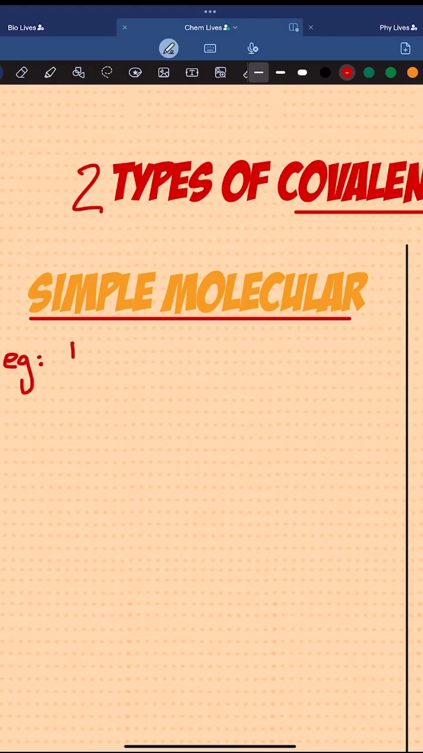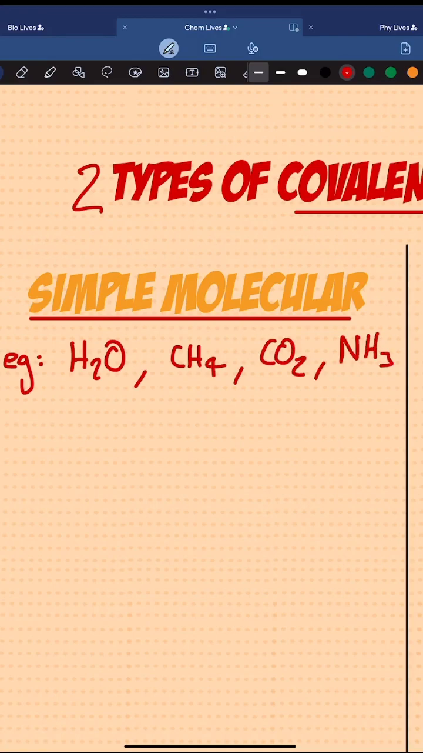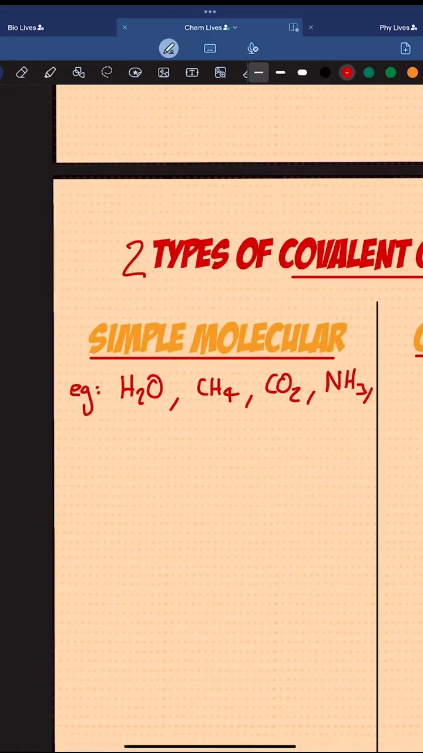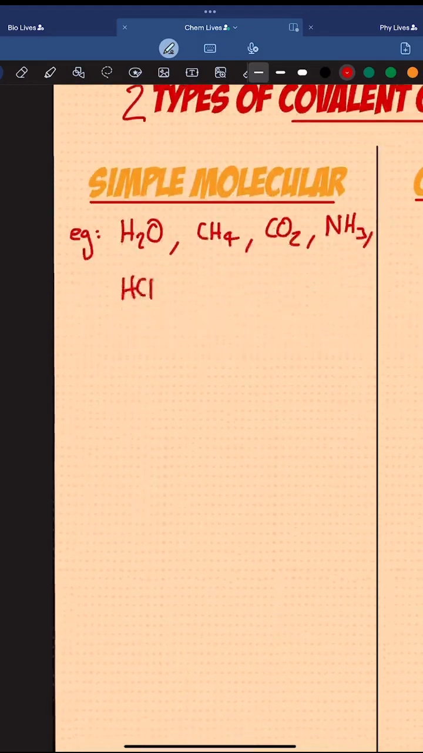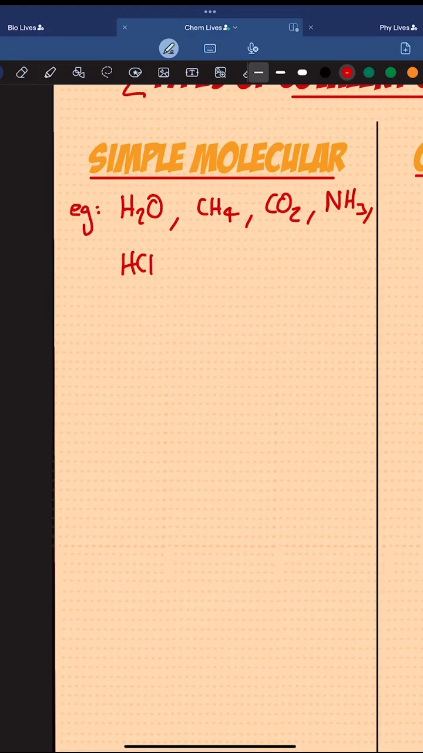So we got water, methane, carbon dioxide, ammonia. These are all non-metals, yeah? So loads of non-metals bonded together. Pretty much any dot and cross diagram you draw for covalent bonding is simple molecular. So even what did we do earlier in that question? We did HCl, didn't we? That's also simple molecular. So let's explain what this means.